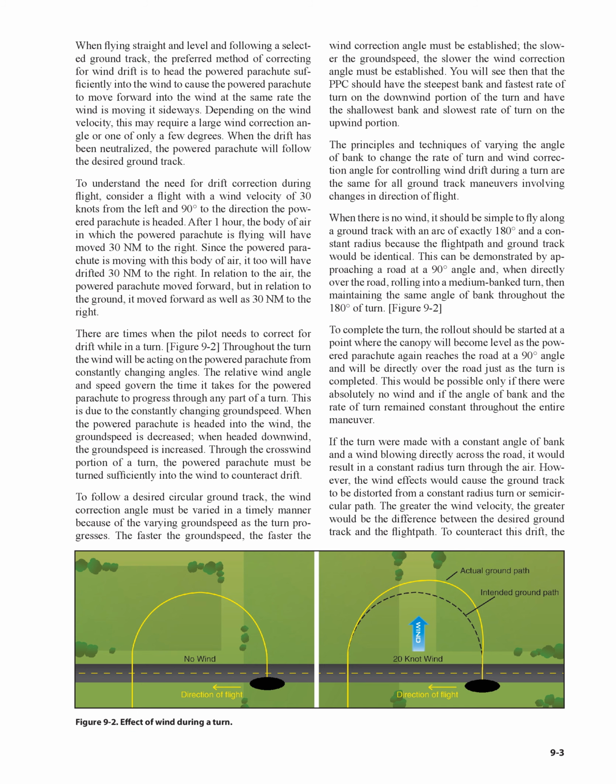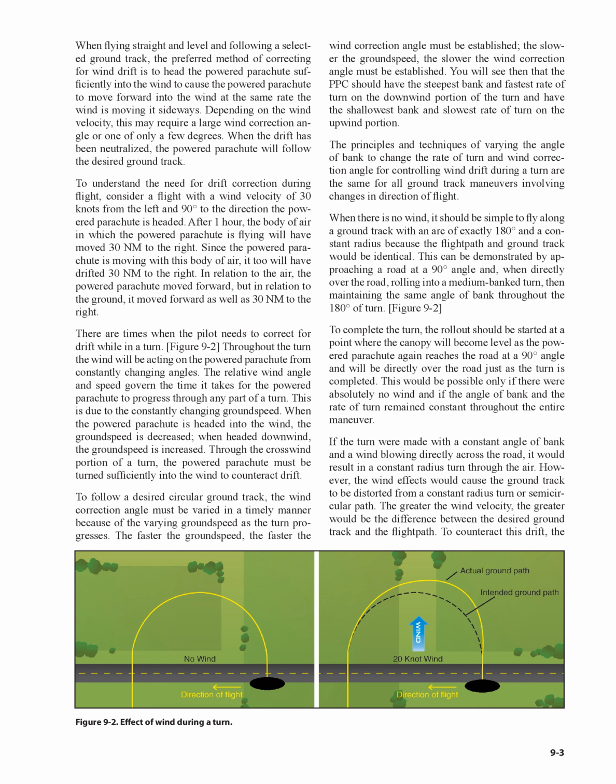This would be possible only if there were absolutely no wind, and if the angle of bank and the rate of turn remained constant throughout the entire maneuver. If the turn were made with a constant angle of bank and a wind blowing directly across the road, it would result in a constant radius turn through the air. However, the wind effects would cause the ground track to be distorted from a constant radius turn or semicircular path.